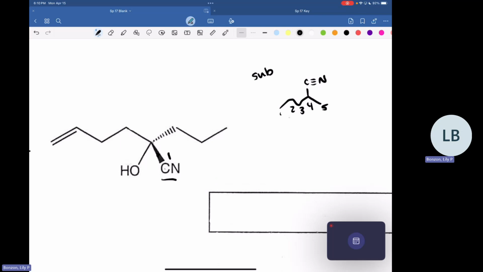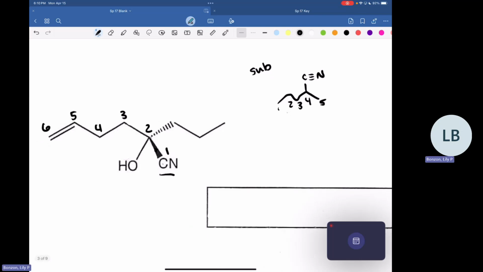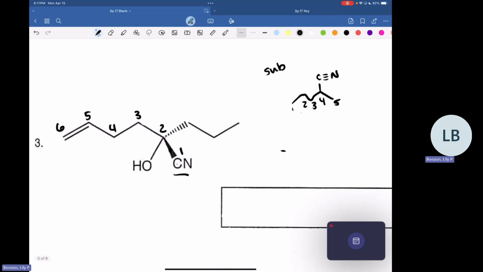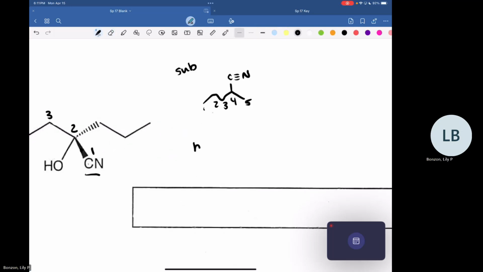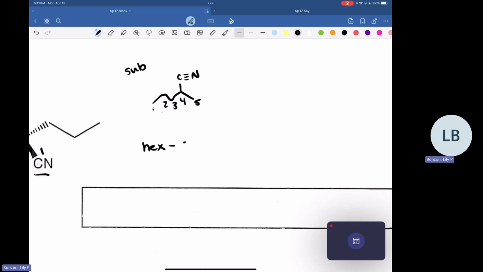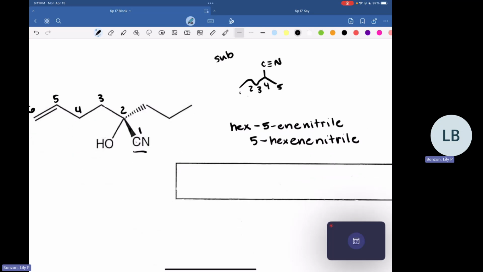Then we're just going to go and get the longest chain that we can. So we've got 2. We're going to go to the left because it's got the longer chain. 4, 5, 6. This one's also very unique. You just throw nitrile at the end. So since we have a 6 carbon chain, that's going to be hex. And then we do have a double bond starting at 5. So we've got hex-5-ene, and then you just throw nitrile at the end. And then again, for these, you could also just do 5-hexene nitrile. So you could throw it in the middle, or you could throw it at the beginning. So that's going to be our parent.